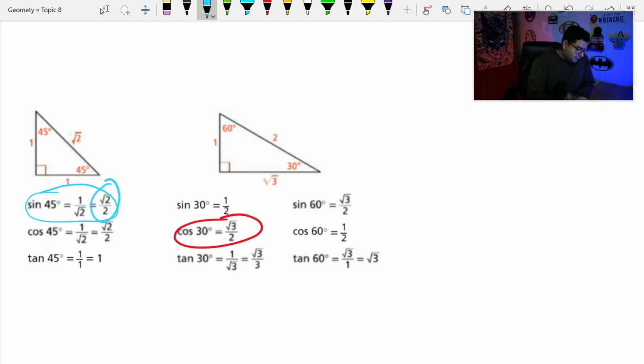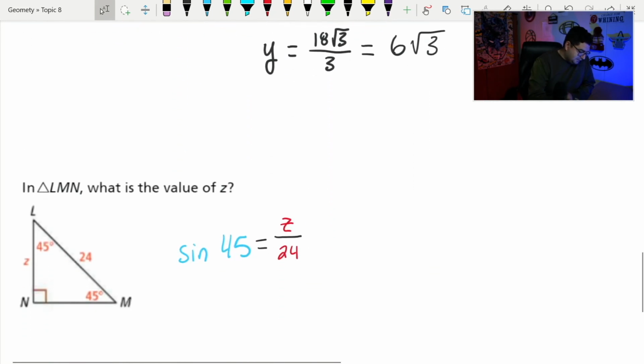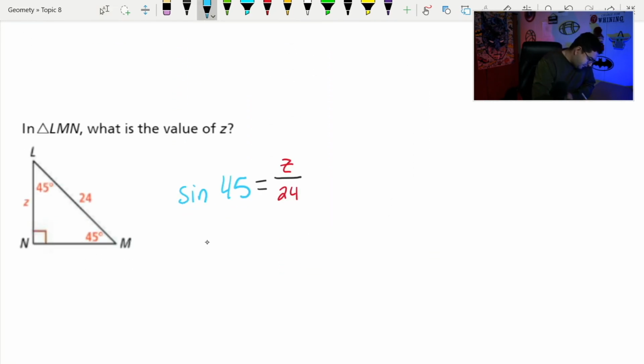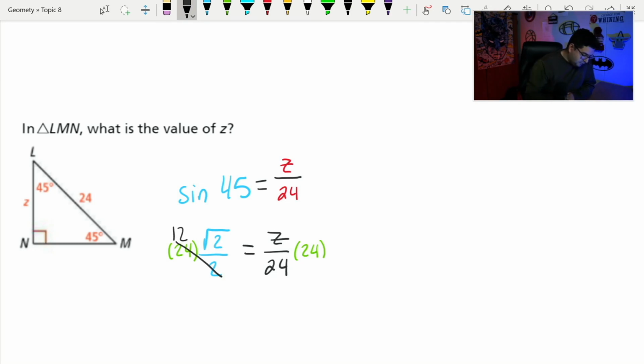Okay, so we're going to substitute that in. I know that the sine of 45 is just equal to the square root of 2 divided by 2. Now I can use this, because to isolate Z, all I have to do is multiply by 24 on both sides. 24 and the 2 cancel out, or simplify to 12. So really, 12 square root 2 is my Z value.